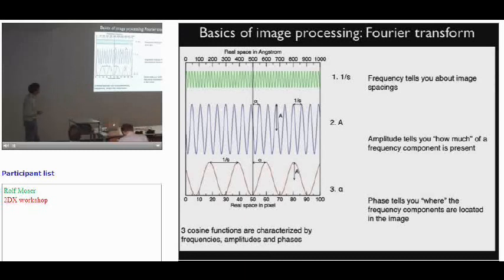Obviously, if you have periodicities in your image, the amplitude tells you how much of a certain frequency component is present. And then there's this third quantity, which is the phase, and that basically tells you where each of these Fourier components is located within the image.